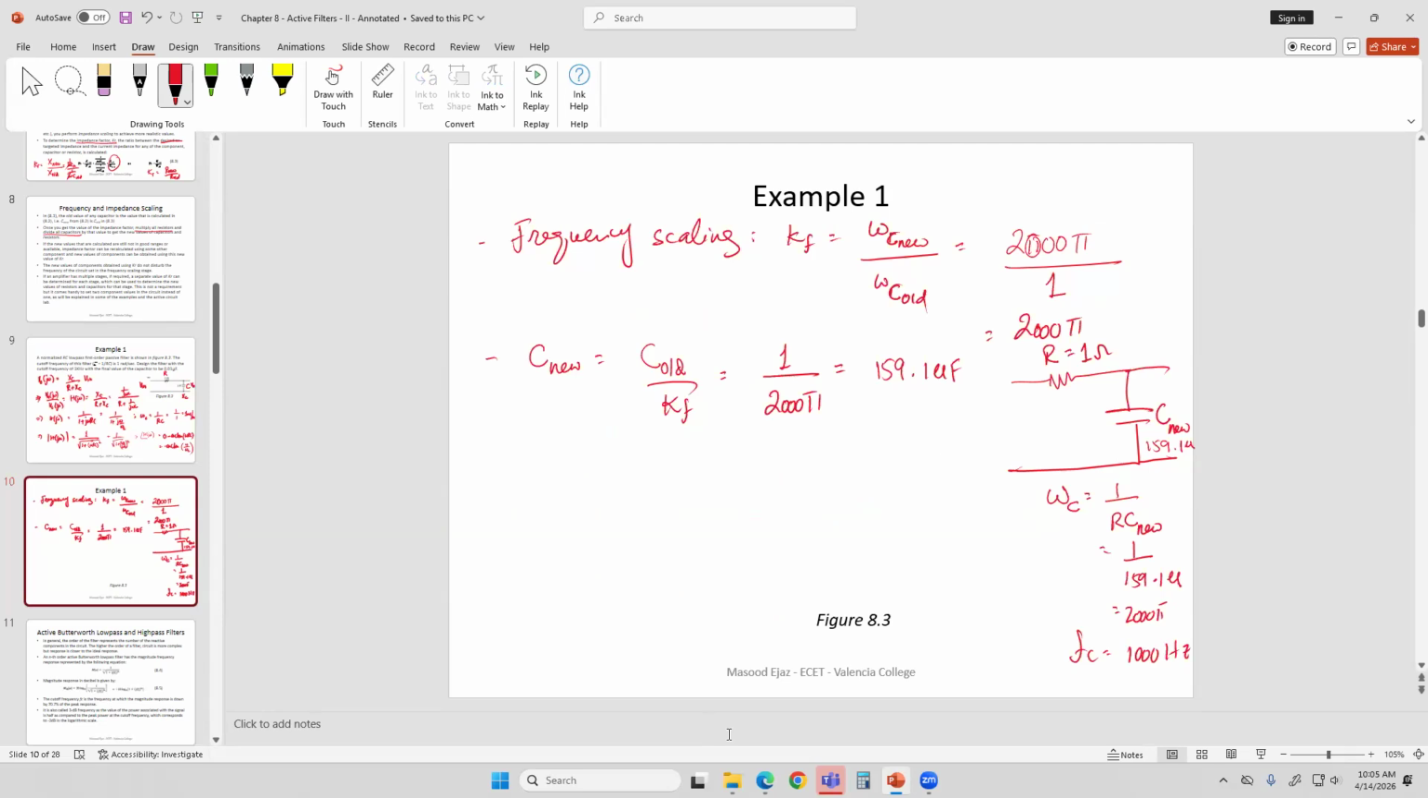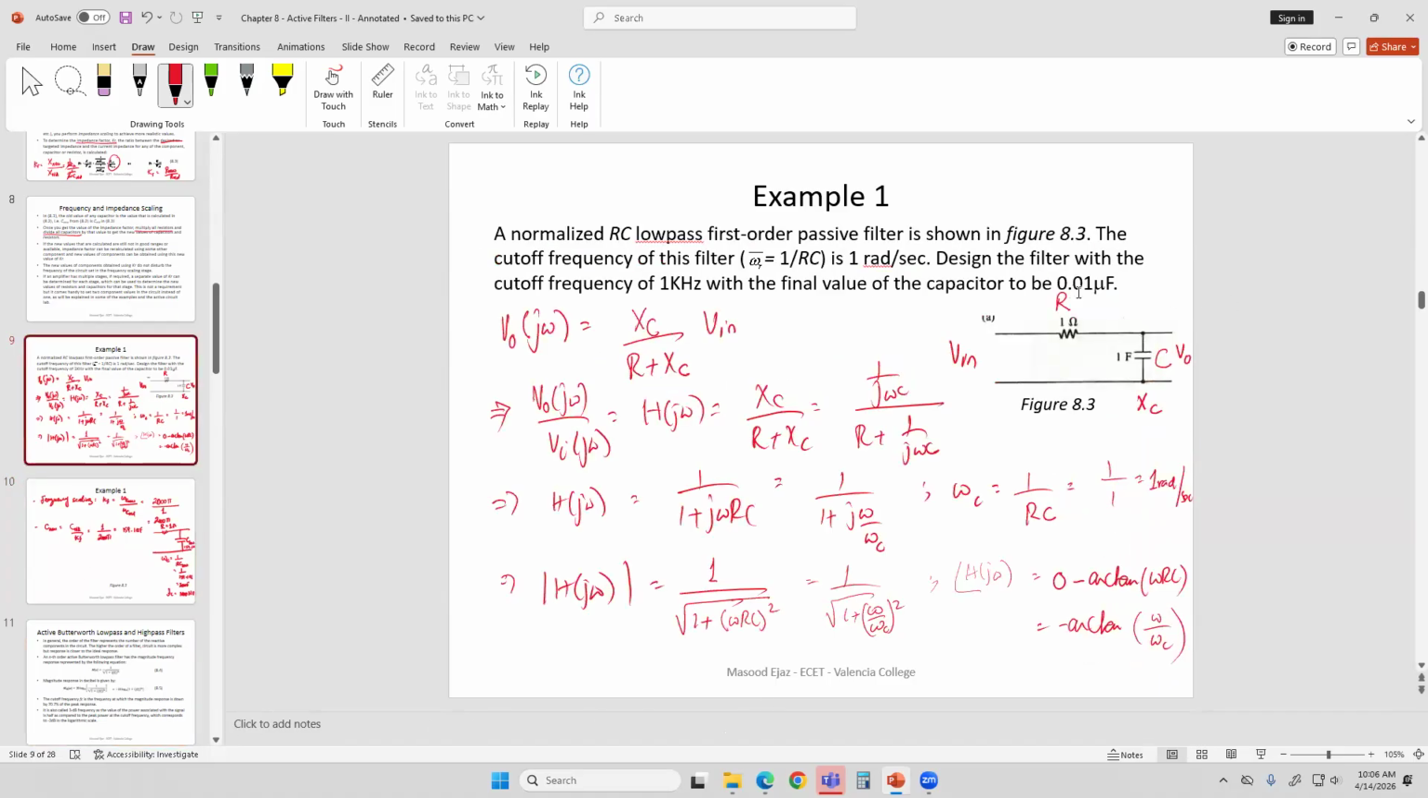So make sure you change only one, either the capacitor or the resistor, because if you change both of them, then their combination is not going to give you the cutoff frequency. All right, 159.1 microfarad, that's fine, but that's not our goal. Our goal is that it has to be 0.01 microfarad.